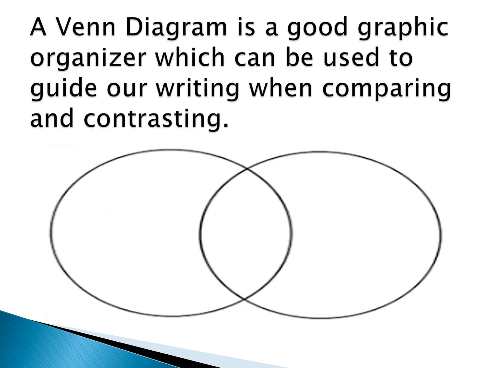A Venn diagram is a good graphic organizer which can be used to guide our writing when comparing and contrasting. In completing a Venn diagram about two characters, we will write what is similar in the center where both circles overlap. In the outer part of the circles, we will write what is different about each character. Remember to label each circle with the character's name.